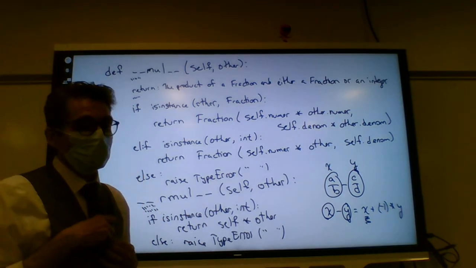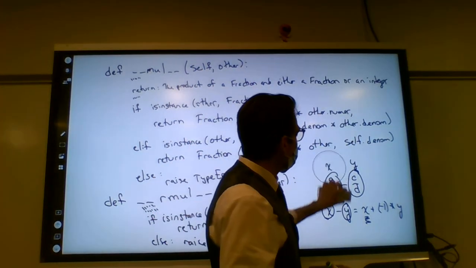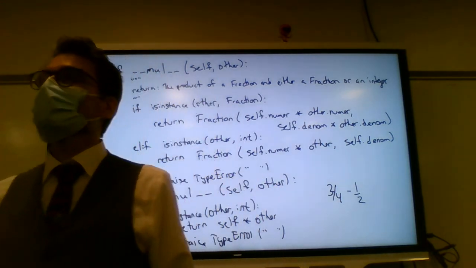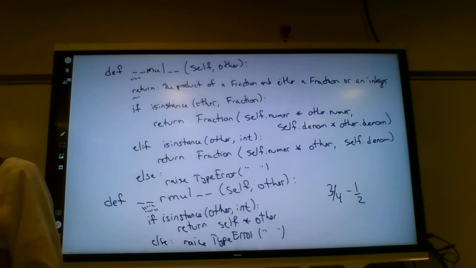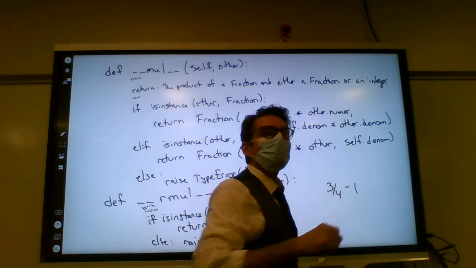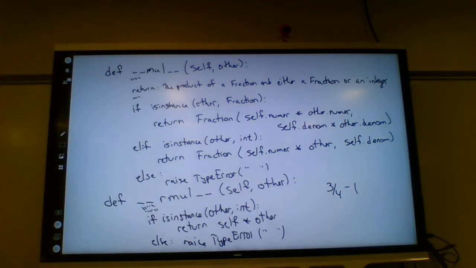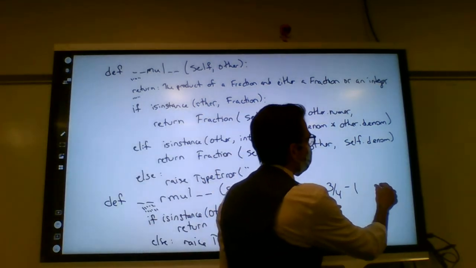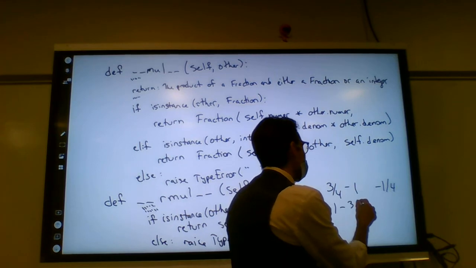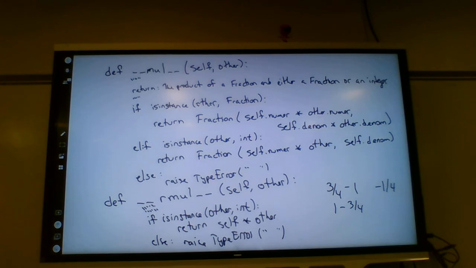This, what should, say, 3/4 minus a half be? Gives us 2/8. Okay. What does 3/4 minus 1 give? Right, based on what we have, it should give us this. Does that work? What about 1 minus 3/4? That doesn't work. What are you going to need to do? Do the right side, right? So __rsub__. We're going to need to do that.